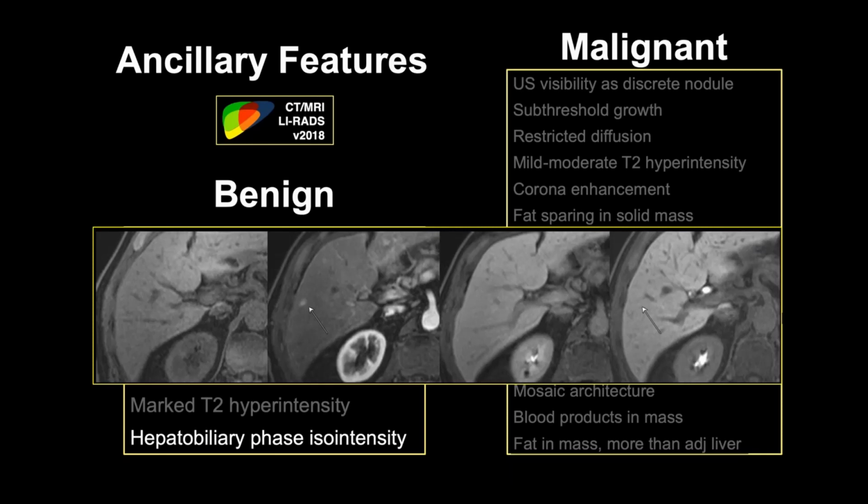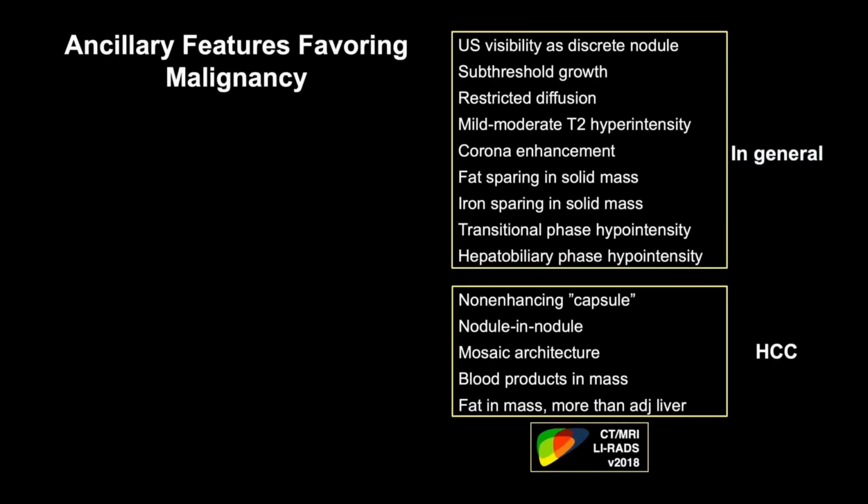So moving on to ancillary features that favor malignancy, you may have noticed that they were separated into two boxes. The top box is for features that favor malignancy in general, whereas the bottom box are features that are more specific or particular to hepatocellular carcinoma. So let's look at each of these features in detail.